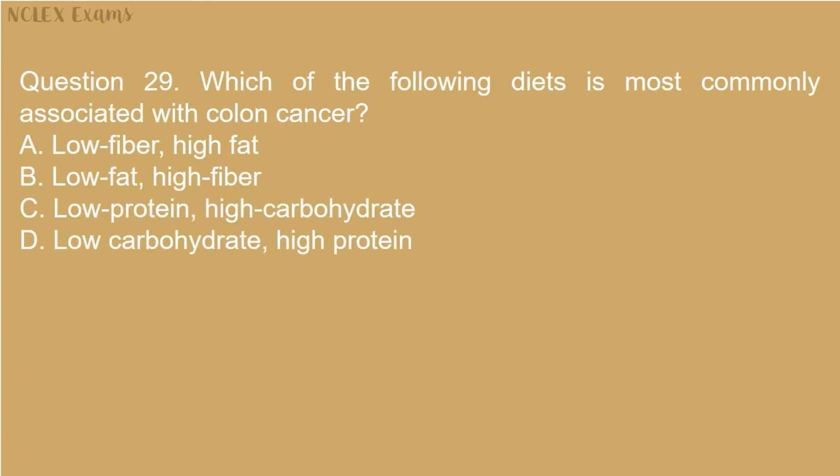Question 29. Which of the following diets is most commonly associated with colon cancer? A. Low fiber, high fat. B. Low fat, high fiber. C. Low protein, high carbohydrate. D. Low carbohydrate, high protein.